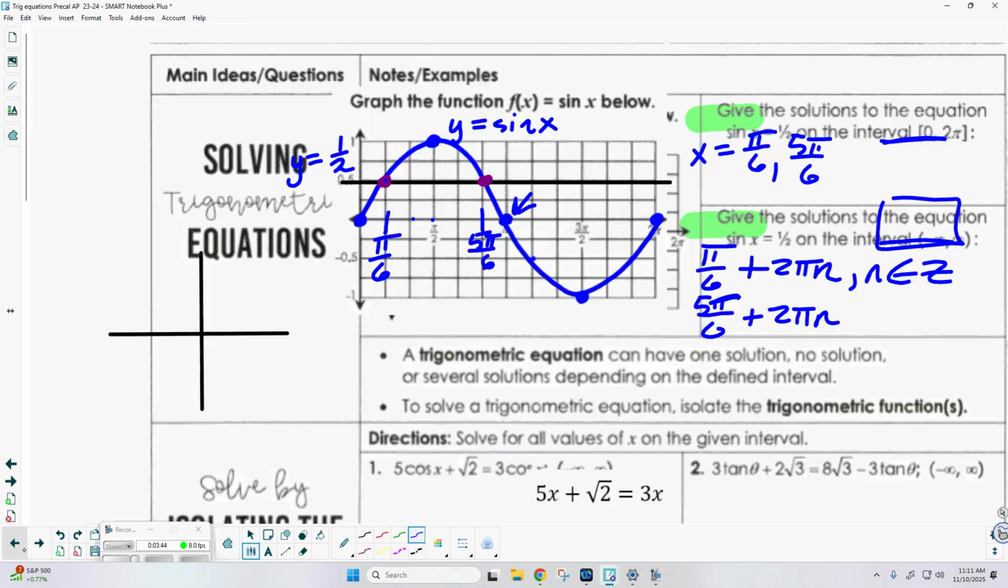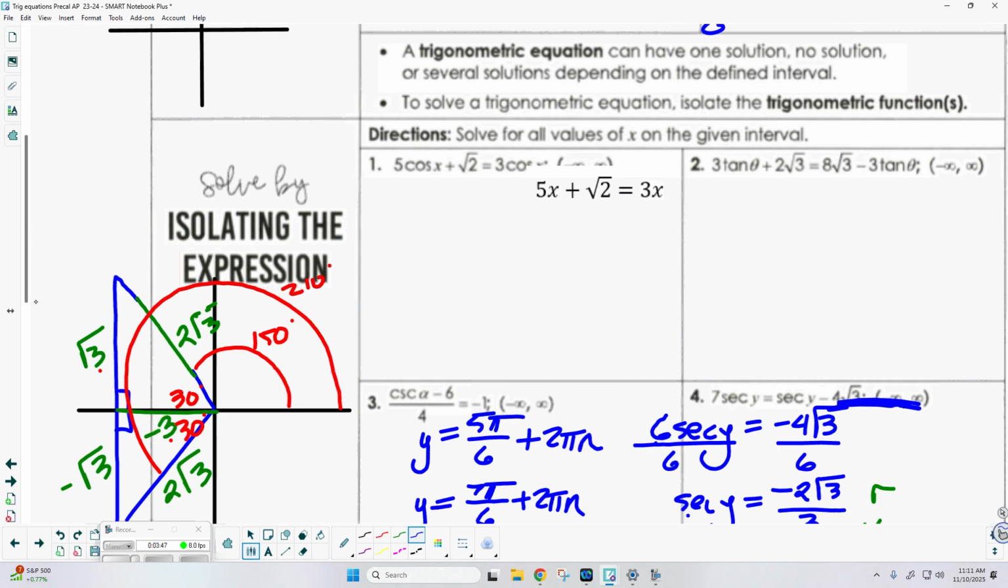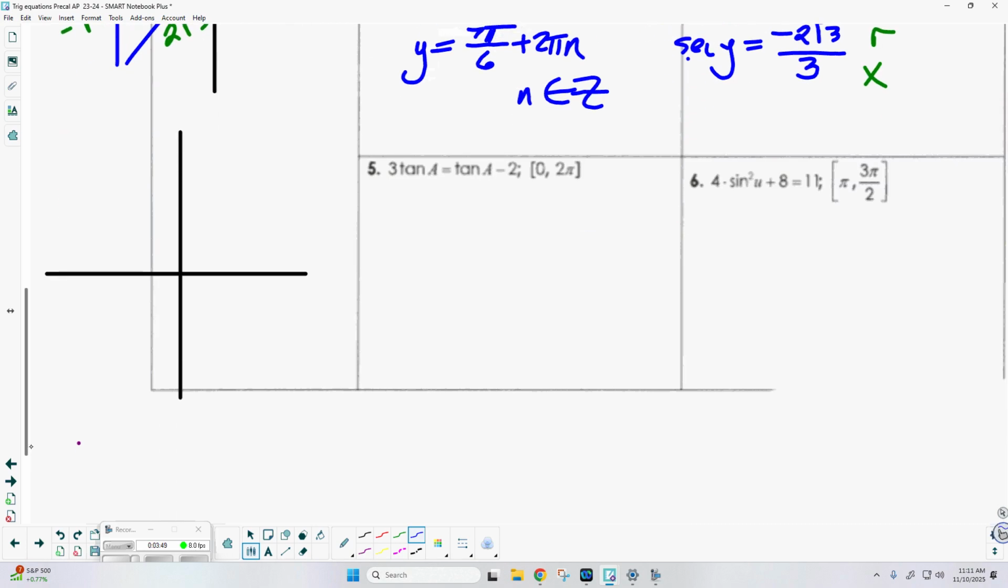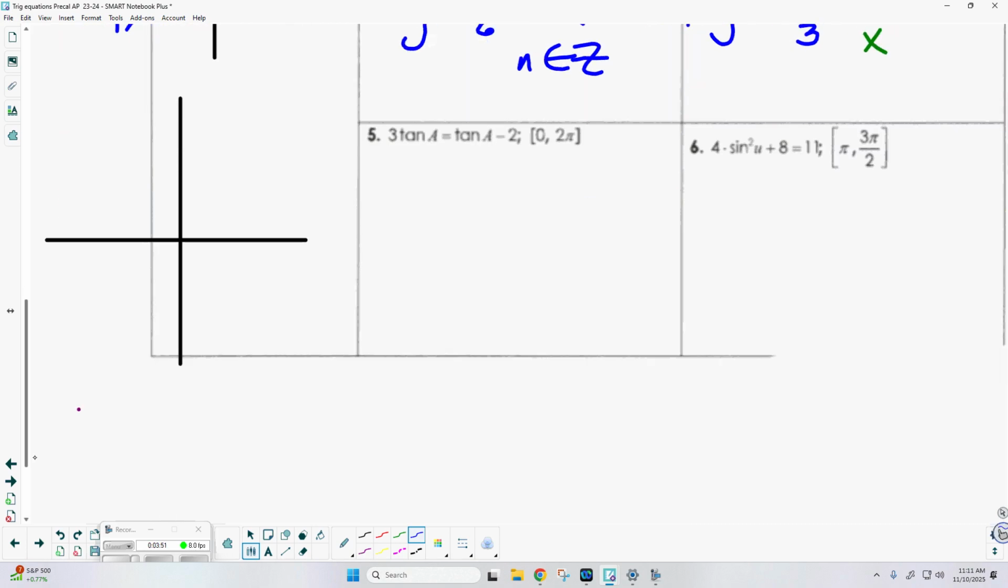Okay, well, cool. So here is the first page of those notes. And I want to say on Friday, we made it all the way down to number 5. And I asked you to go ahead and work through number 6. Okay, so let's go ahead and take a look at this. All right, so number 6, 4 times sine squared of u plus 8 is equal to 11. And we'll talk about the interval in just a second. First thing, all I want to do is get sine of u by itself. Okay, so pretend it was a variable. What would you move first?